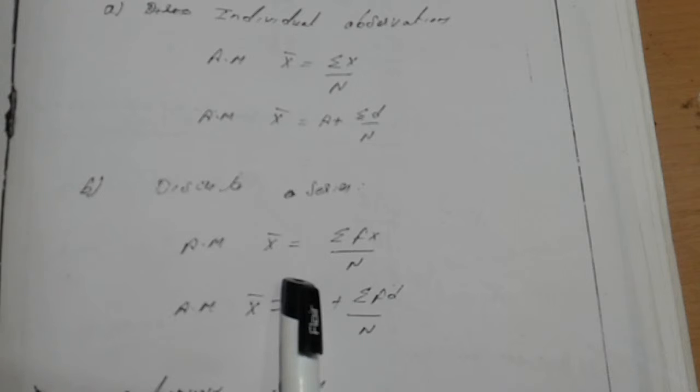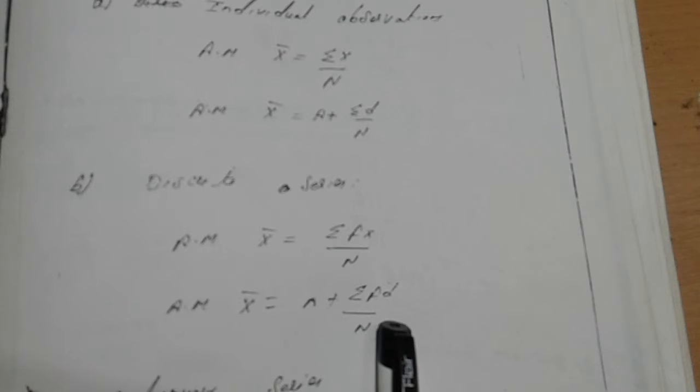When it comes to the discrete series, discrete means double series. Arithmetic mean, x bar is equal to sigma fx divided by n. F means frequency, x means value of the items, n means number of items. This is the shortcut for discrete series: A plus sigma fd divided by n.